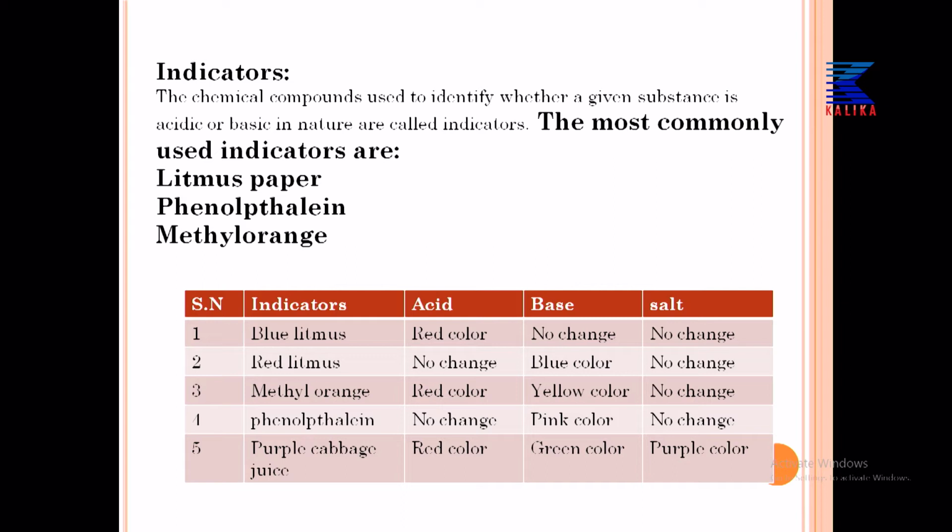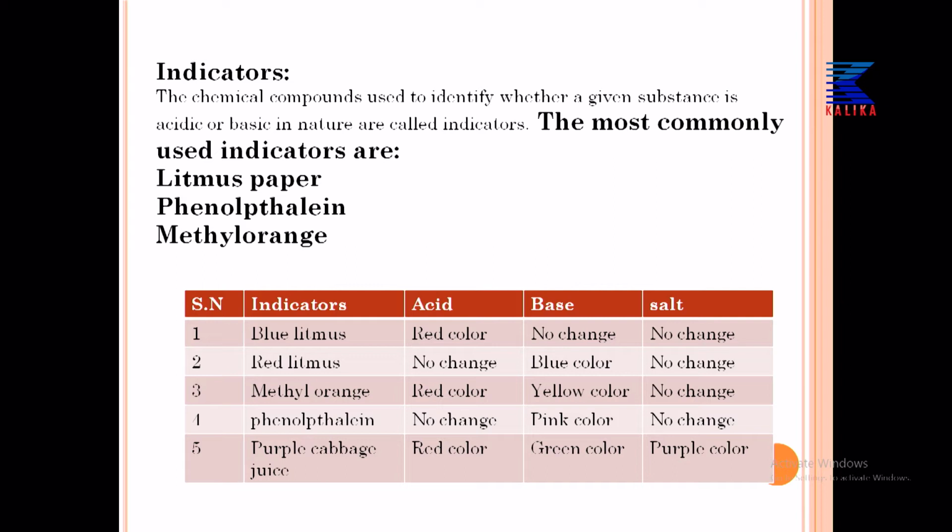And a question arises: why is phenolphthalein not used to indicate the acid? Because it does not change color in acids, it only indicates the base by changing the color into pink. Remember this point: phenolphthalein turns pink in base.